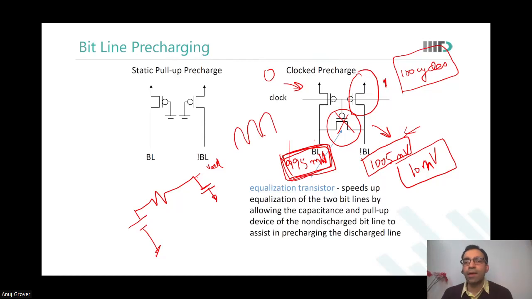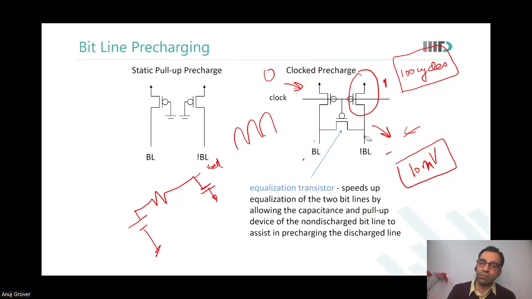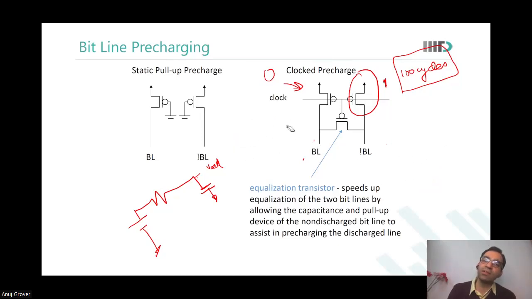If you have the equalizer, in every cycle it ensures that the two sides get the same voltage. There could still be an error of 1 or 2 millivolts. That is fine. But the role of an equalizer is to equalize the voltages of the bitline and bitline bar during precharge. Sir, when is this clock exactly used?